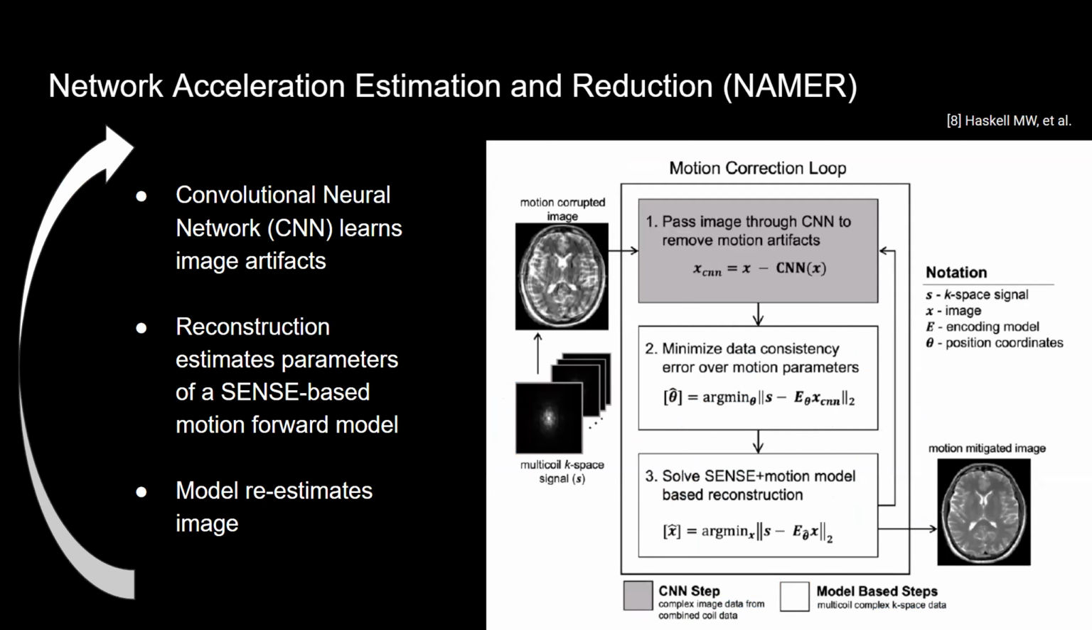This is a sequel to the TAMER paper that introduces neural nets to significantly speed up calculation and also improve accuracy. Specifically, we have a convolutional neural network, henceforth I'll call it a CNN, which learns the artifacts in an image. It then removes these artifacts by subtracting them from the original motion corrupted image, tries to now estimate the parameters for the SENSE-based model that Katie was talking about earlier, and then reproduces an image in order to iteratively remove all the artifacts.